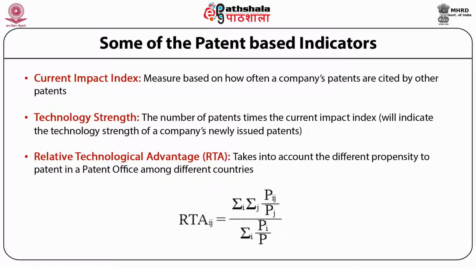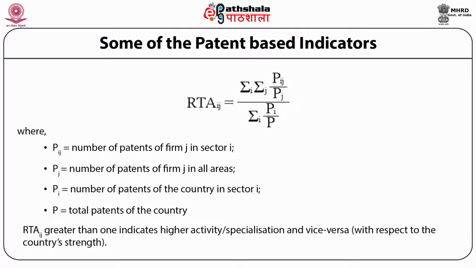The numerator talks of the number of patents of a firm or a country in a particular sector, over the number of patents of a firm or a country in all areas, and the denominator talks of the number of patents of all firms or countries in that sector with respect to the number of patents of the country. RTA_ij greater than 1 indicates higher activity specialization and vice versa with respect to the country's strength.